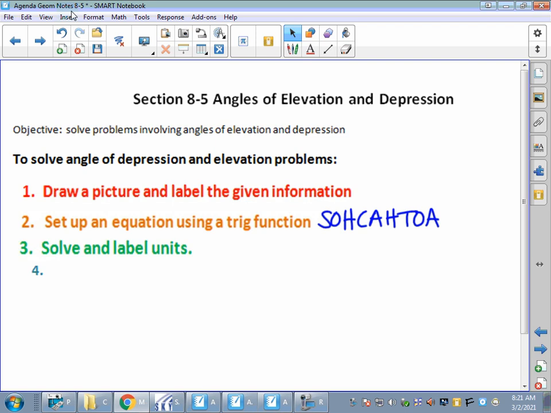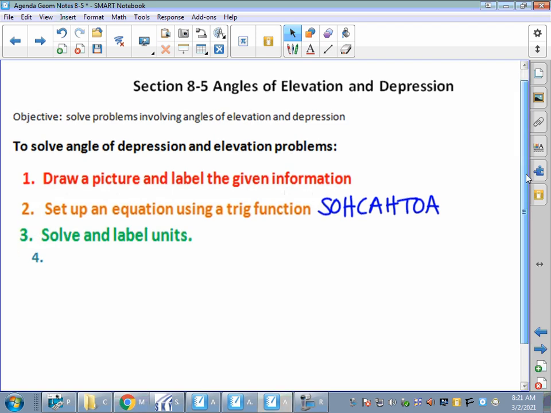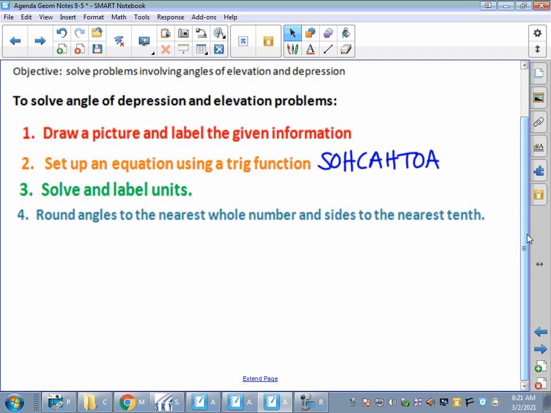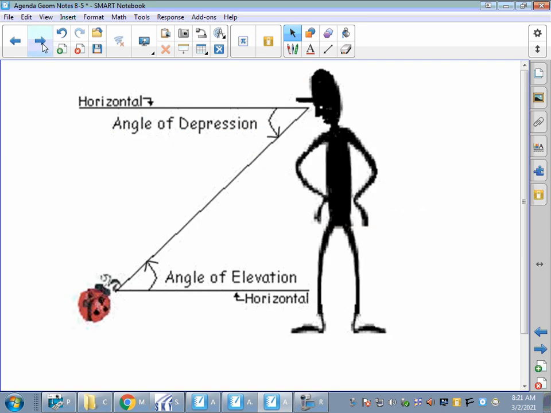Solve, label, word problems. We typically like to label word problems. And last but not least, don't forget that you're going to round angles to the nearest whole and sides to the nearest tenth. So honestly, it is exactly what we were doing, except we have to do a little interpretation first. So let's talk about the two types of angles before we get going.